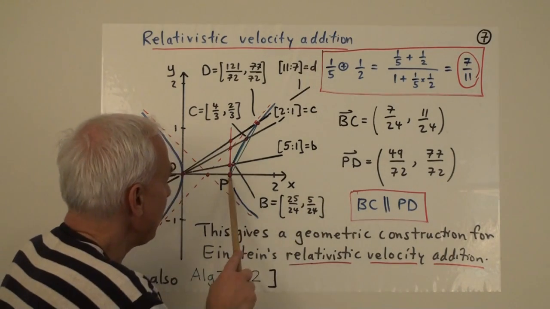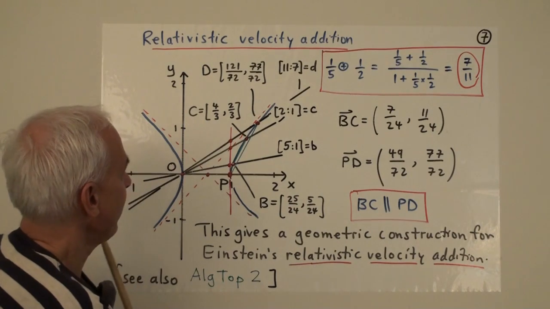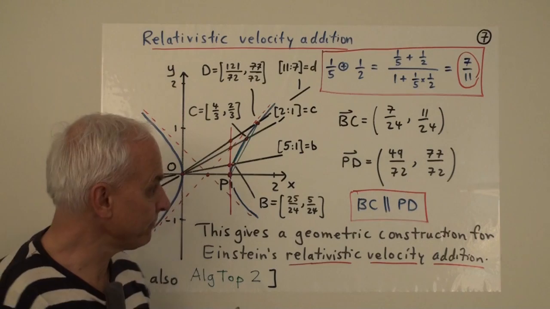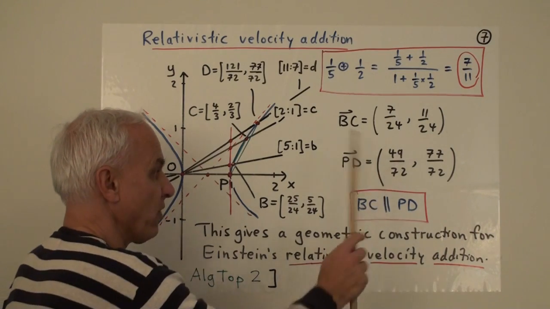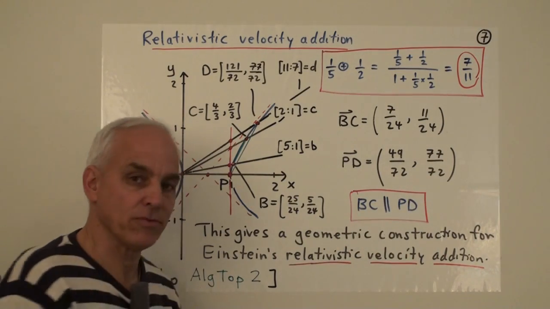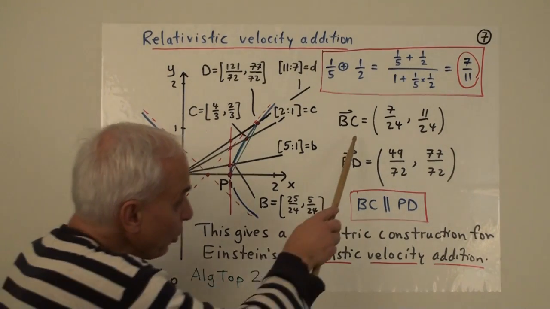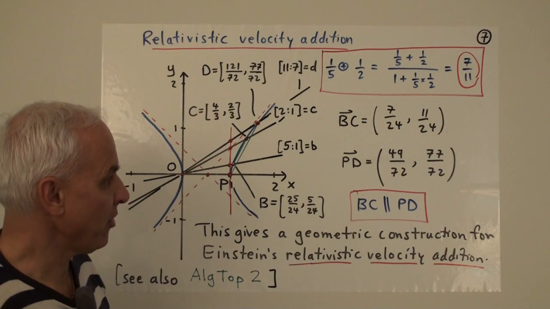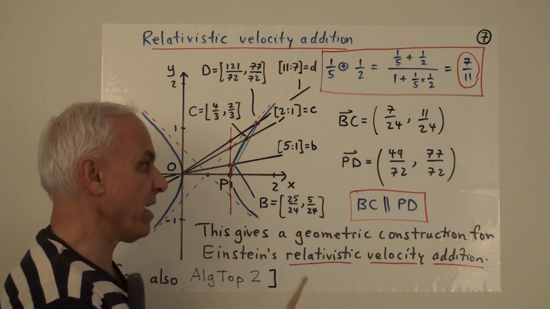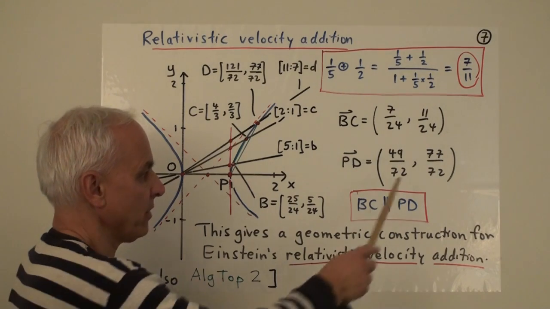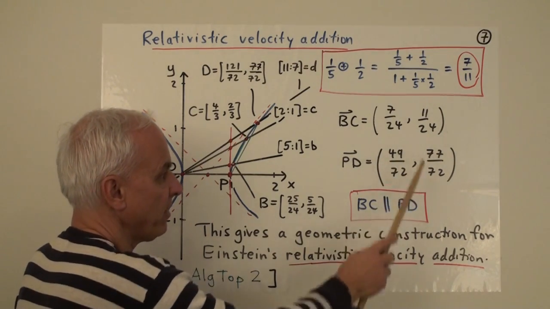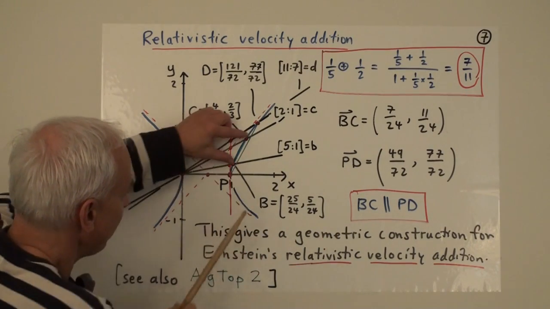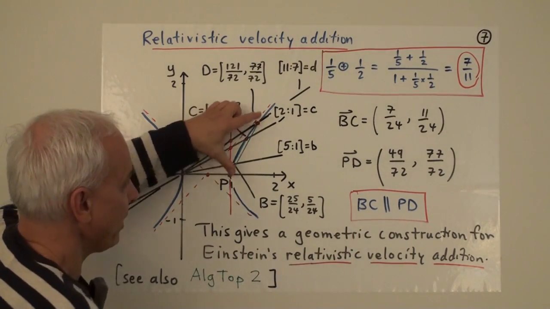While the vector P to D is the difference between this point and the point P, which is, of course, 1, 0. And you can work that out easily enough. That's 49 over 72, 77 over 72. And then when we look at these two vectors, we notice that they are parallel. They're both multiples of 7, 11. Take out common factors. This is 7 to 11. This is 7 to 11. So telling us that the line BC is parallel to the line PD.